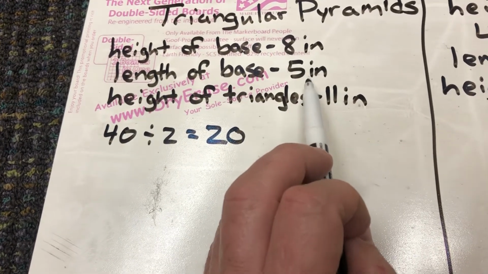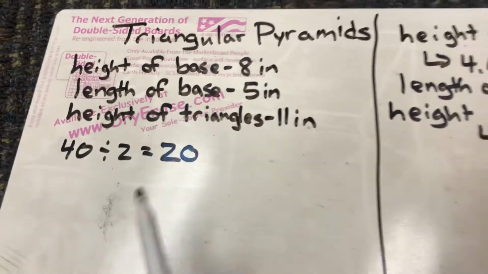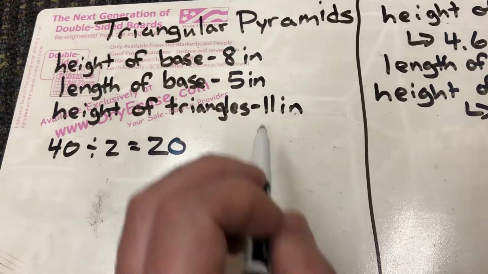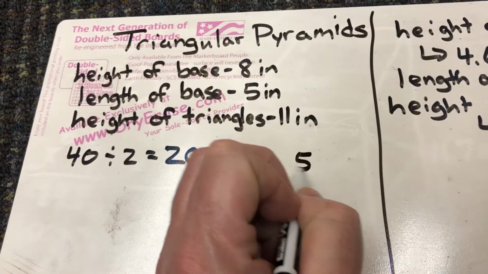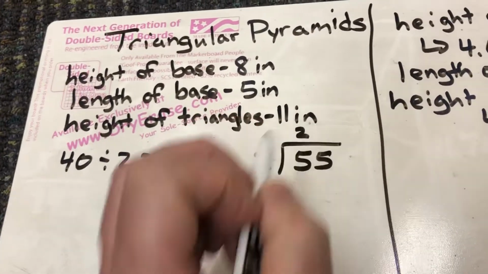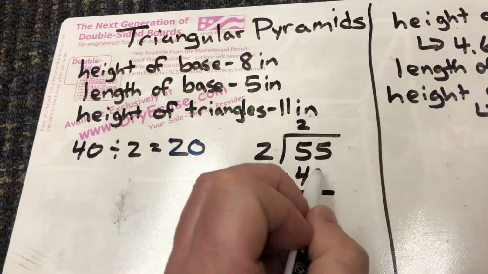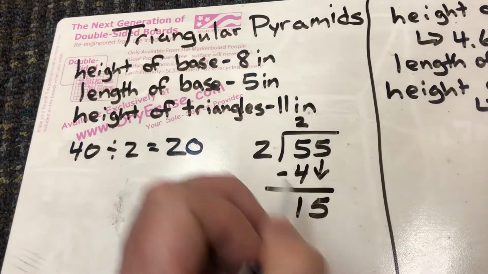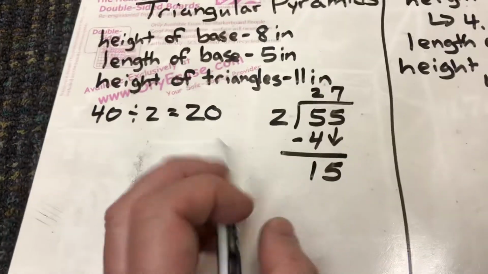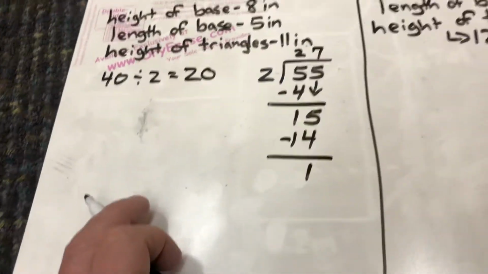So it's going to be 5 times my height, which is 11. Well, that's 55, all right? But then I have to divide that by 2 because it's base times height divided by 2. So when I take 55 and divide it by 2, 2 can go into 5 twice. 2 times 2 is 4. 5 minus 4 is 1. Drop the 5. 2 can go into 15 7 times. 7 times 2 is 14. 15 minus 14 is 1.